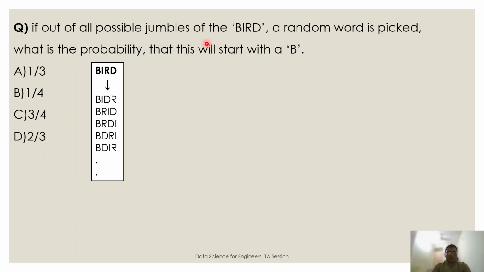So, out of all possible jumbles of the word BIRD, I will change the letters of this word, and a random word is picked. What is the probability that it will start with B? I have these 4 letters in BIRD, so I can form different words out of it. And what is the probability that that particular word starts with B? That's what I'm asking here. So you can answer your question here.